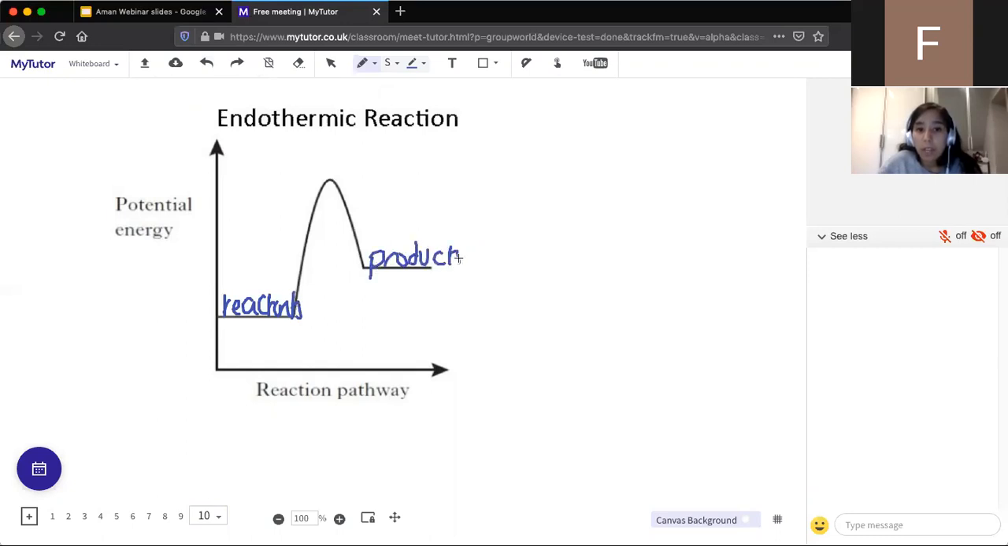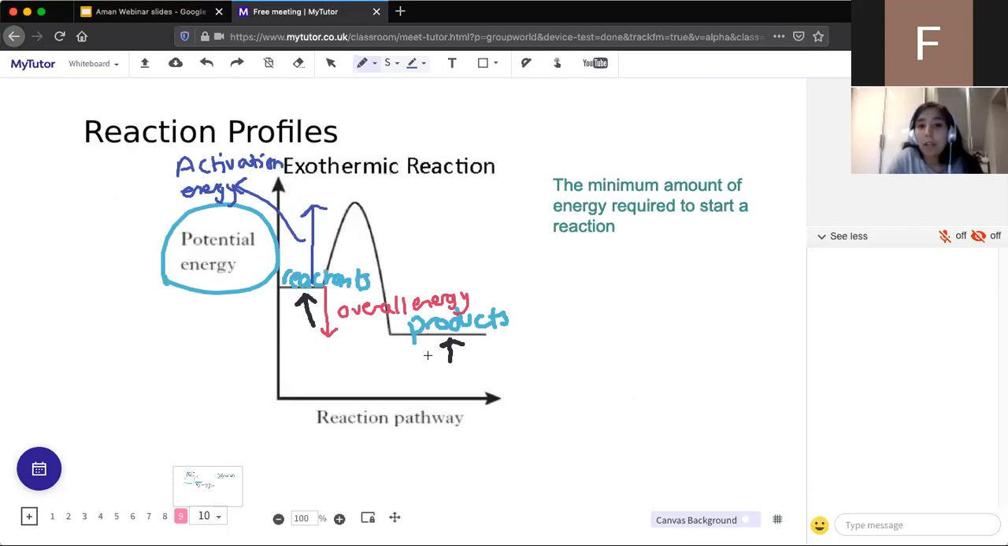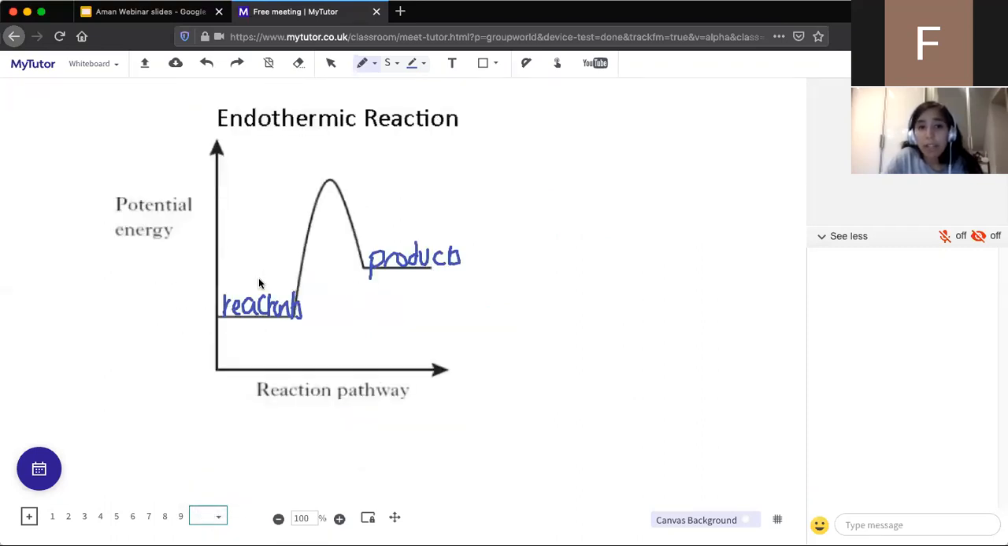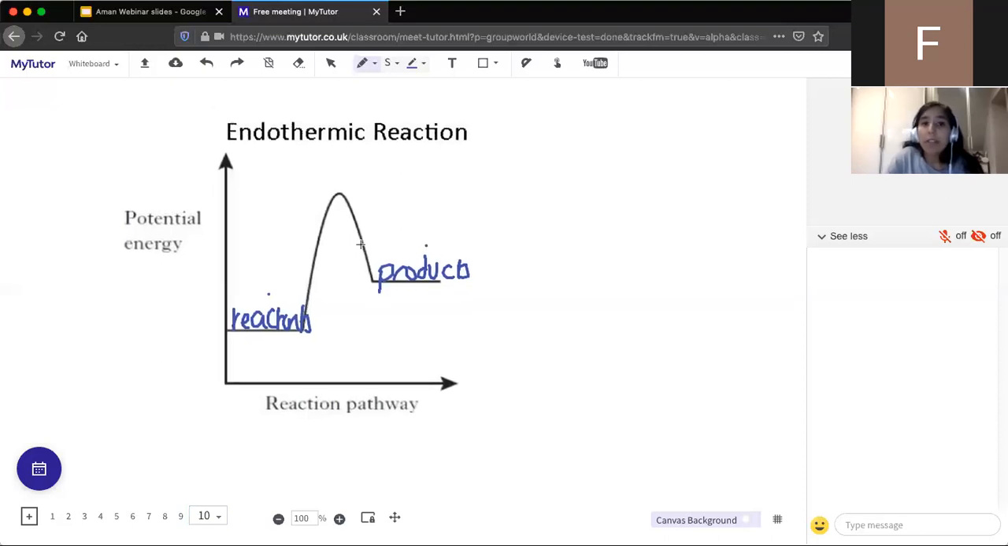So just like in the exothermic, if I go back to exothermic, reactants are the first line, products are the second line. So it's the same with endothermic. So here's our reactants, here's our products. Okay, the next thing we need to label then is the activation energy.